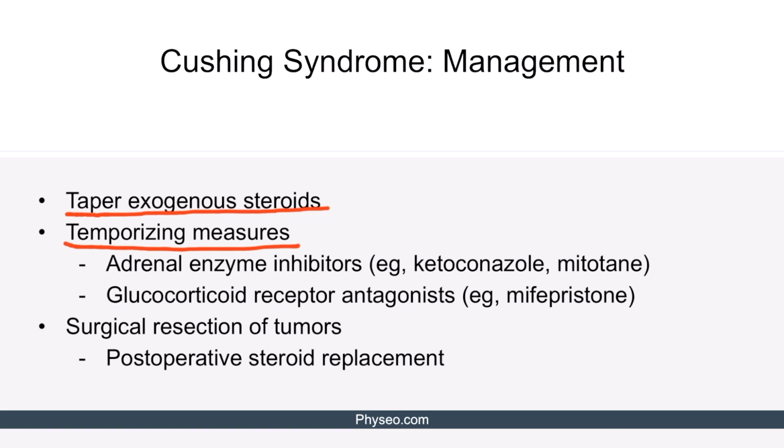Most patients will eventually be scheduled for surgical resection of their tumors, be that adrenal tumors or pituitary tumors. Following resection of those tumors, patients usually will require post-operative steroid replacement, as it may take a while for the body to resume normal ACTH or cortisol production following surgery.